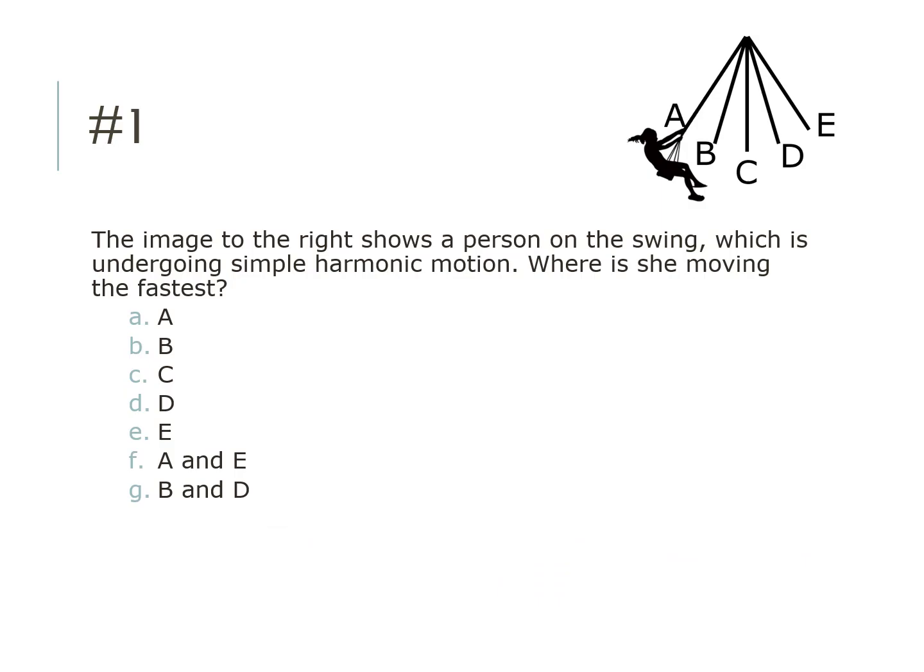So for question 1, we are being asked to show where the person on the swing is going to be moving the fastest. She is undergoing simple harmonic motion. So this is the simple harmonic motion of a pendulum.